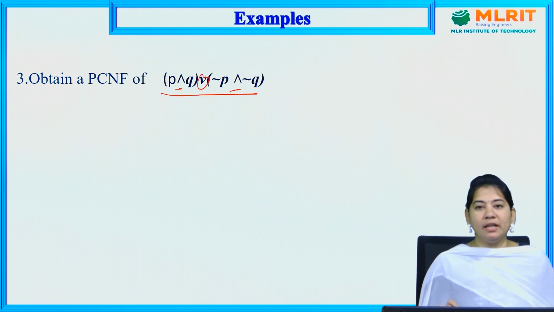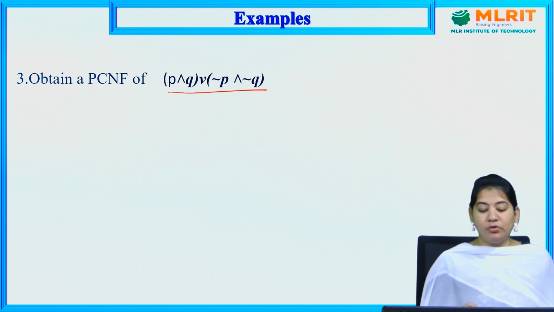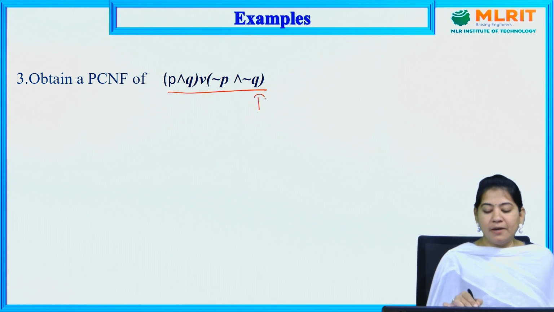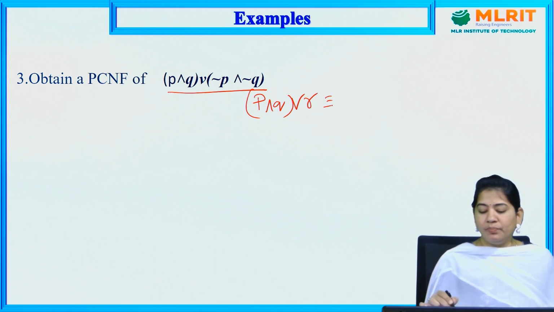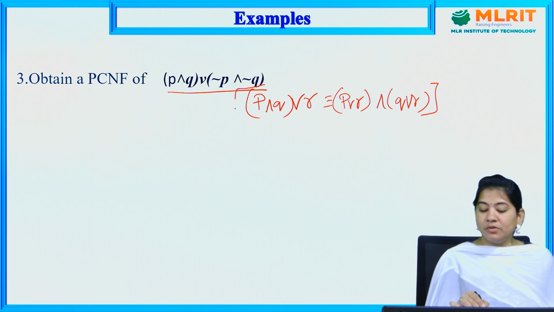How should I get the answer? By applying the distributive formula, because I don't have any formula for P and Q, or for negation P and negation Q. So just apply the distributive formula. Let us suppose the first one is P, the second one is Q, and the third one I am considering as R. Then if you apply the distributive formula, you will get P or R and Q or R. This is in the form of a product of max terms, so it is accepted.